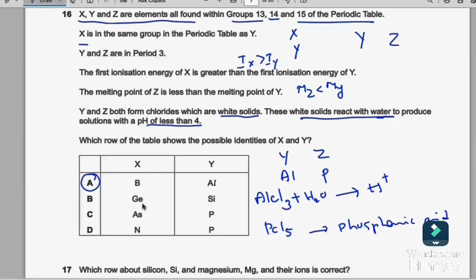It cannot be the nitrogen. The option for B should be aluminium because Z should be the phosphorus.